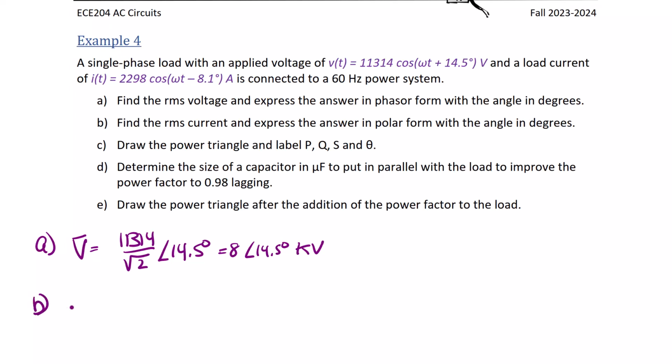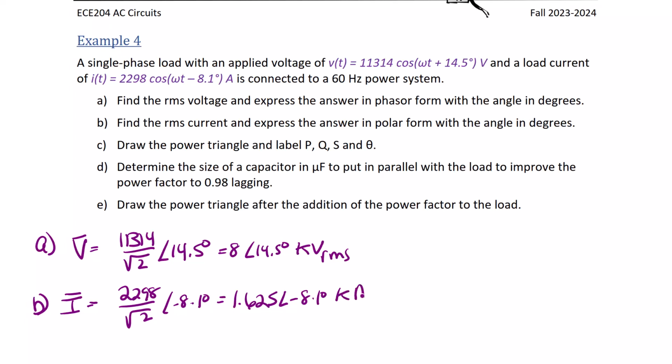And then for part B, as a phasor, you're going to have I equals 2298 divided by the square root of 2. And remember, this is RMS. 2298 divided by the square root of 2 with an angle of negative 8.1 degrees. So that can be written as 1.625 with an angle of negative 8.1 degrees, and that's going to be in kiloamps RMS.